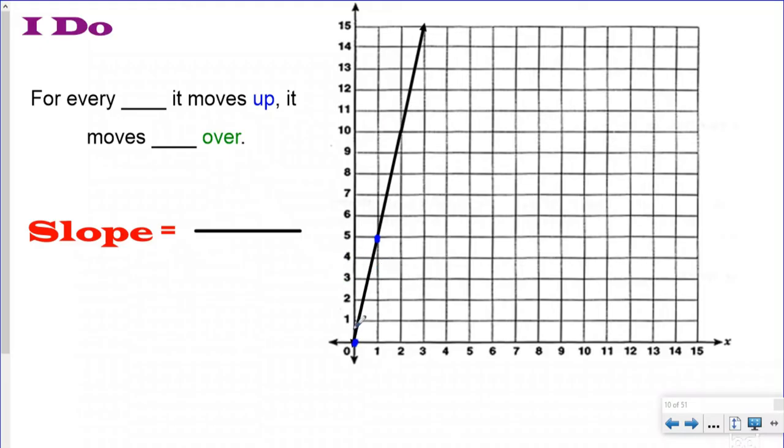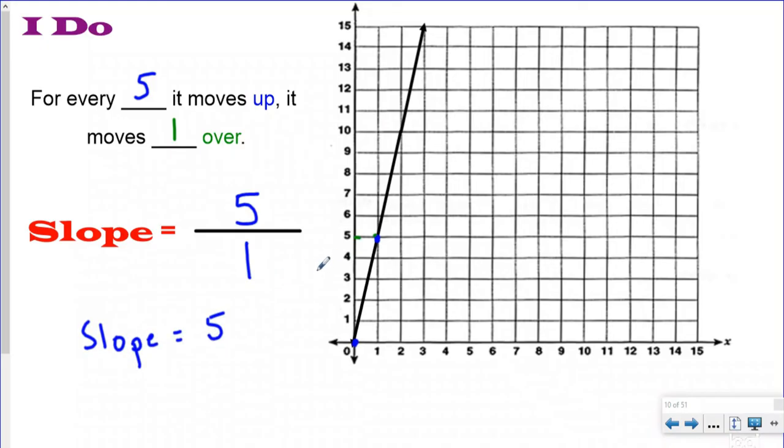So it goes up or rises 1, 2, 3, 4, 5. So for every 5 that it moves up, it moved over 1. And so the ratio between the rise and the run is for every 5 that it moves up, it moved over 1. So we would say that our slope was 5, right?